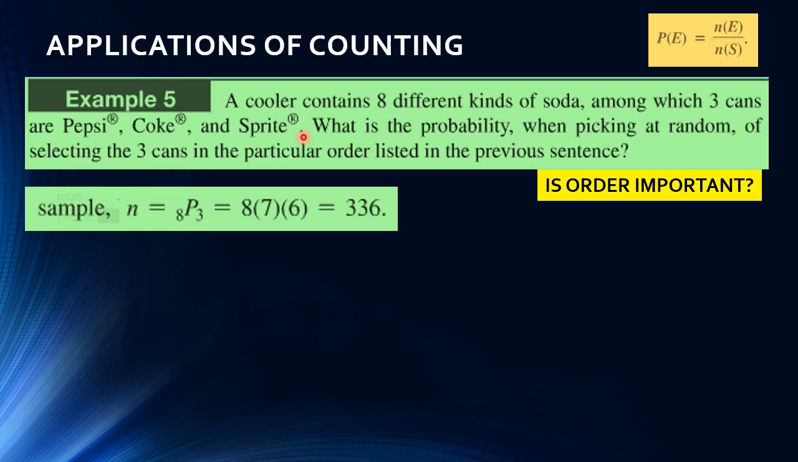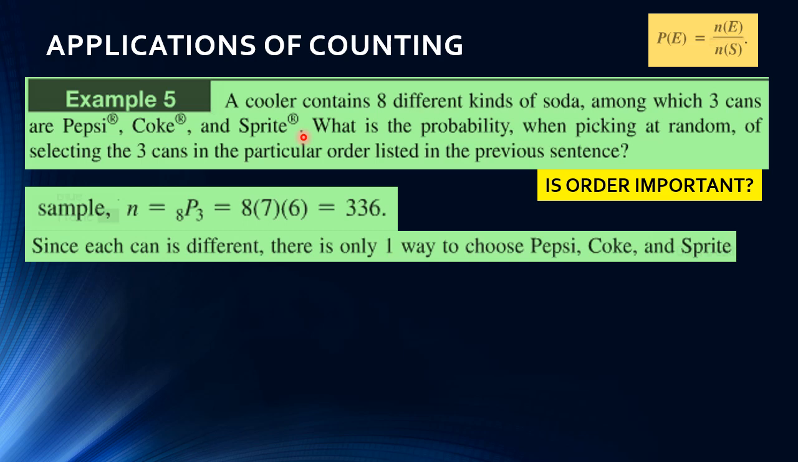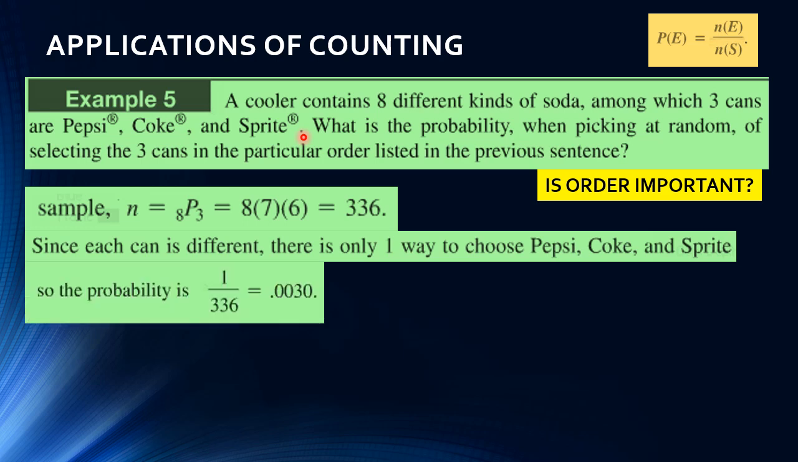Here's our sample space. Right? It's a permutation problem because order does matter. So we have 8 things taken 3 at a time. This is the number of outcomes in our sample space. But since each can is different, there's only one way to choose Pepsi, Coke, and Sprite. Again, if I did my hangman, there'd be one way to pick Pepsi, one way to pick Coke, and one way to pick Sprite. 1 times 1 times 1 is 1. So the probability in this problem is 1 divided by 336.